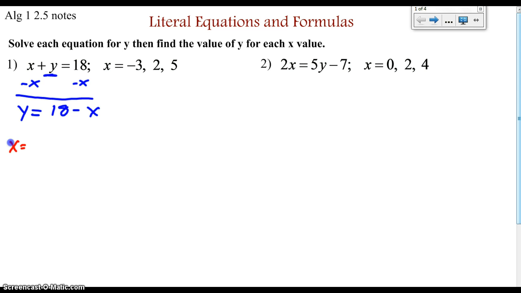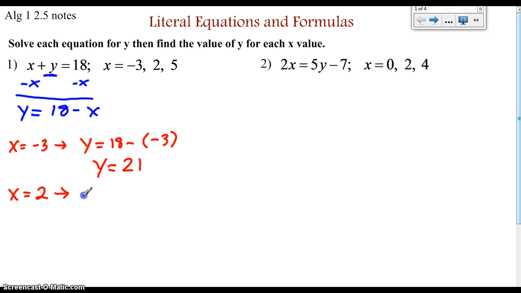So when x equals -3, we would know that y would equal 18 minus, and instead of writing x, I'm going to plug in a -3. And 18 minus a -3, remember subtracting a negative is the same as adding a positive, so y then would be 21.